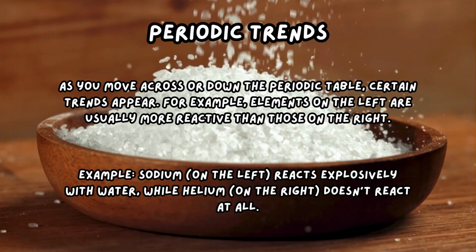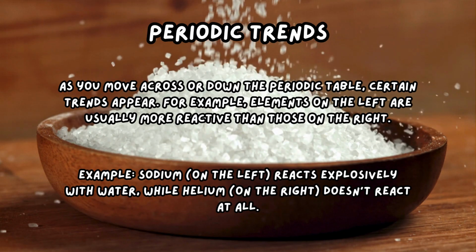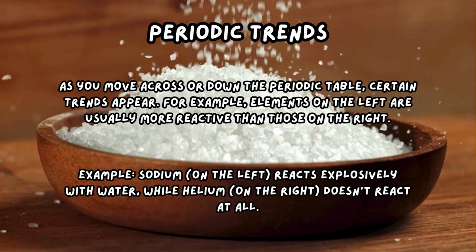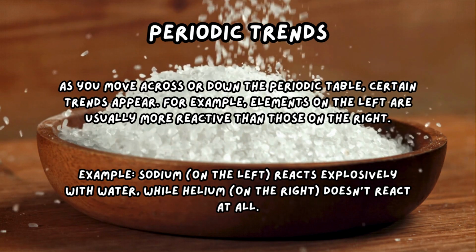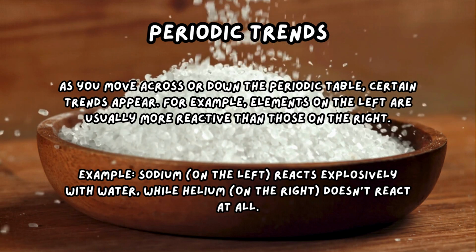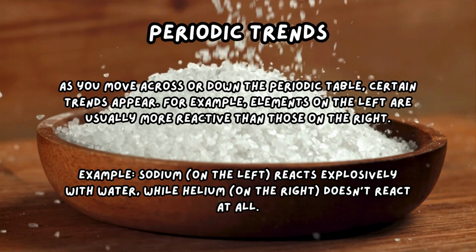Periodic trends. As you move across or down the periodic table, certain trends appear. For example, elements on the left are usually more reactive than those on the right. Example, sodium on the left reacts explosively with water, while helium on the right doesn't react at all.